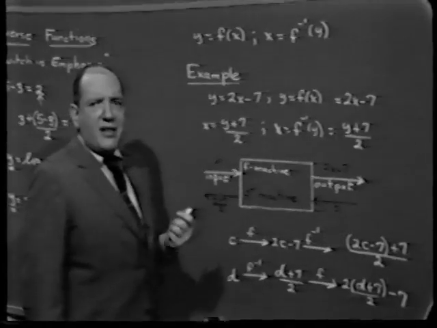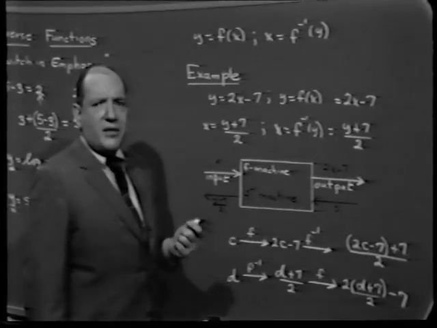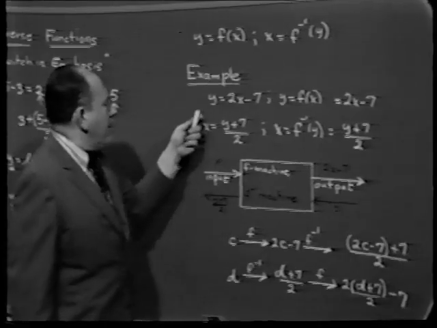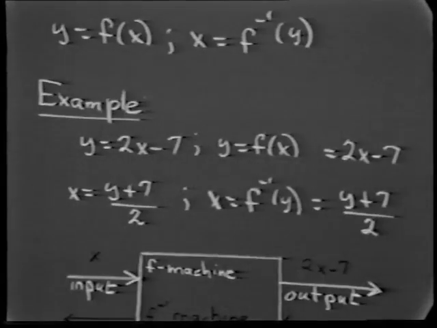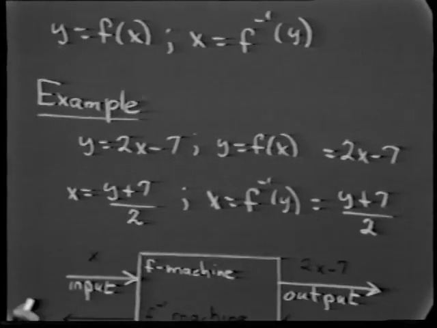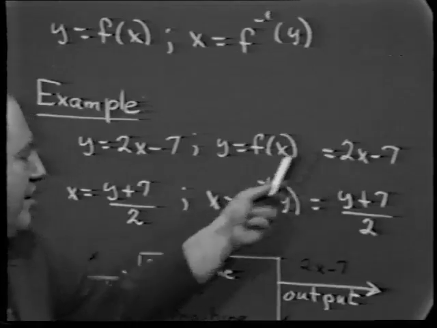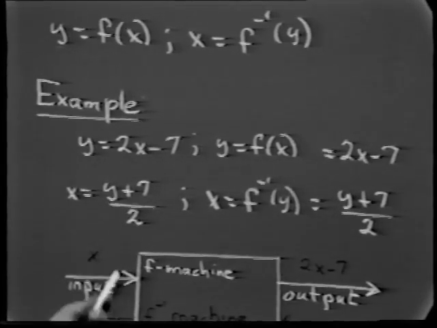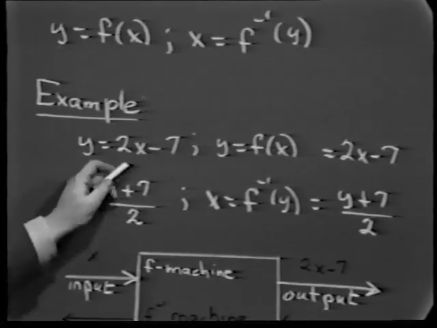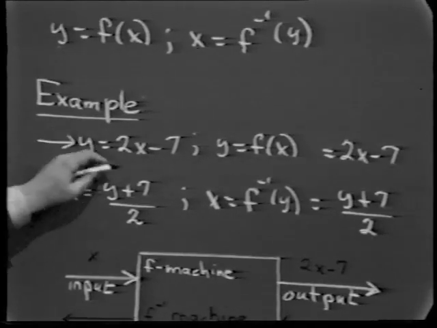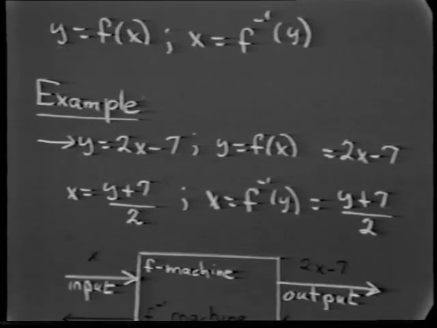Let's see what this means more explicitly in terms of a particular example. Let's suppose that we're given the equation y equals 2x minus 7. Or, to represent this somewhat more abstractly, y equals f of x, where f of x is 2x minus 7. Now you see, without mentioning the word inverse function, it turns out that early in our high school career, we were finding inverse functions as soon as, for example, someone were to give us this problem and say, solve for x in terms of y.